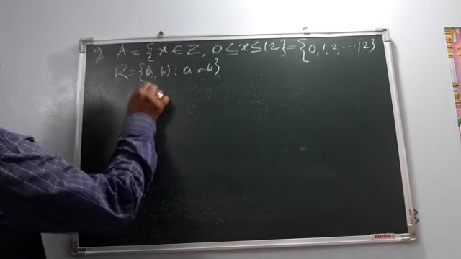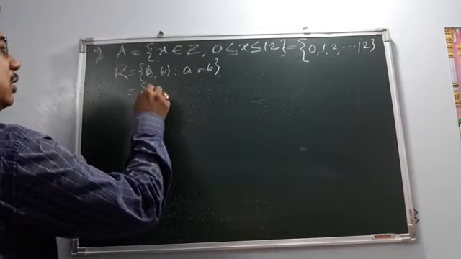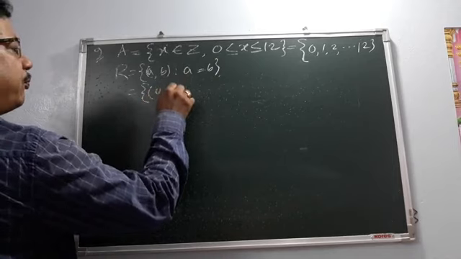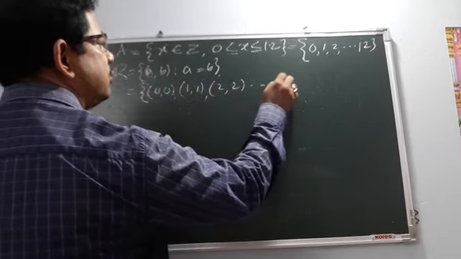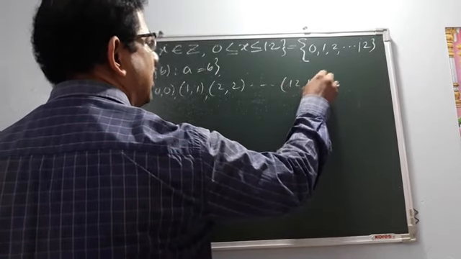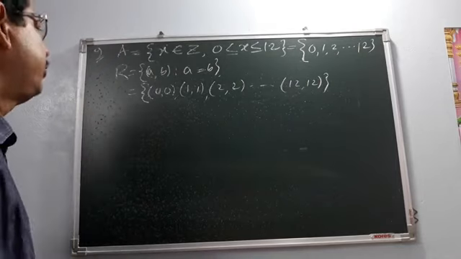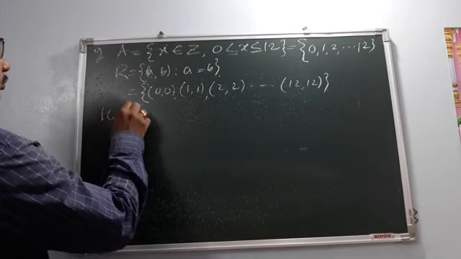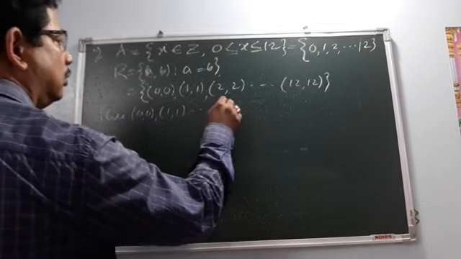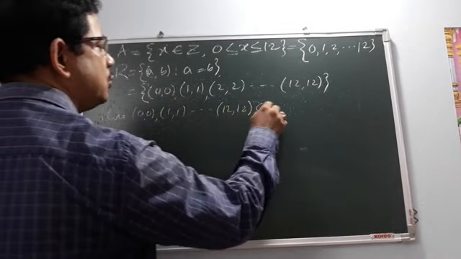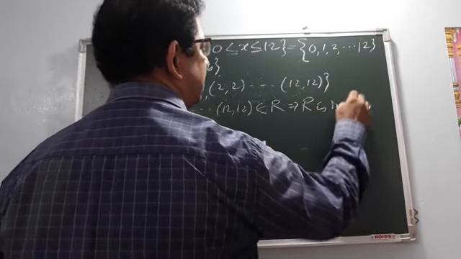This one is what? (a, b) if a equal to b. That means (0, 0), (1, 1), (2, 2). This way all the elements will be like that. So this way we have written here (0, 0), (1, 1), up to (12, 12) belongs to R, implies R is reflexive.